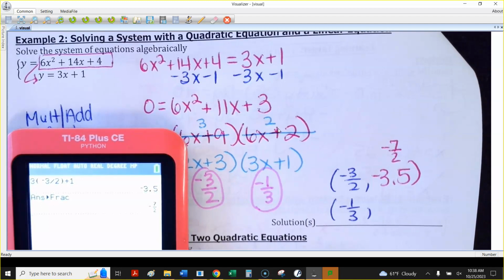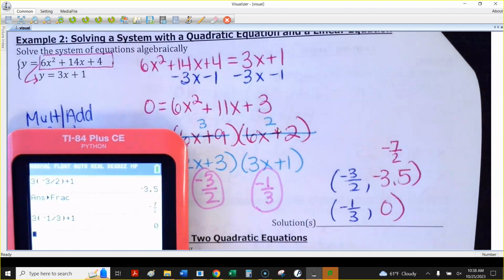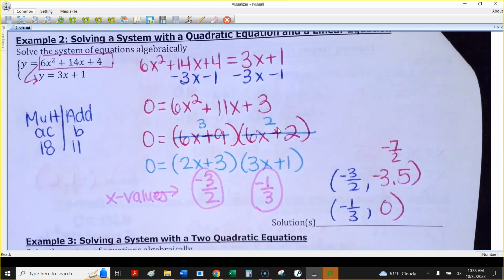For the other point, we got to plug in negative 1/3. So I'm going to do 3 times negative 1/3, and then I'm going to add 1 to that. That actually just ends up being 0. So that's a nice y value for that question. Is anybody having a question?